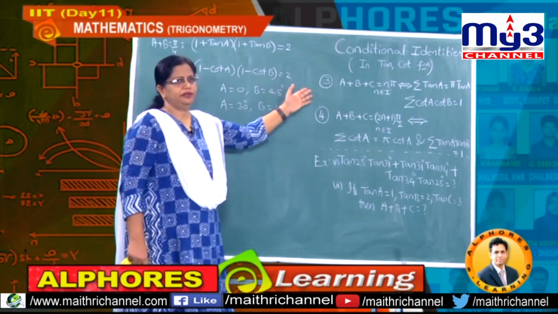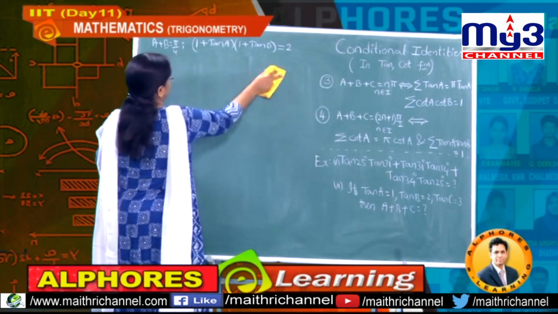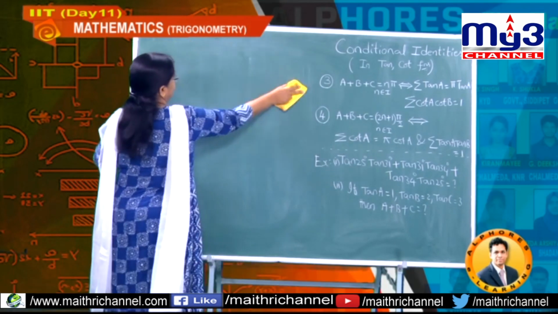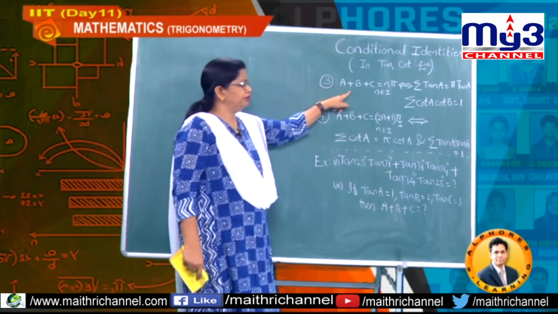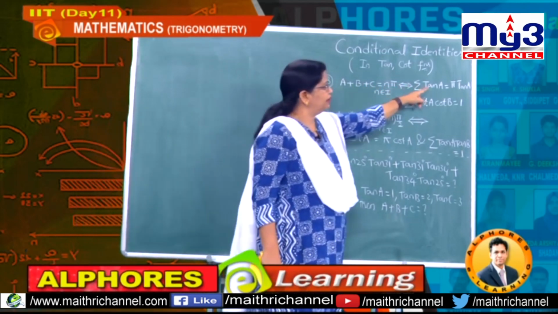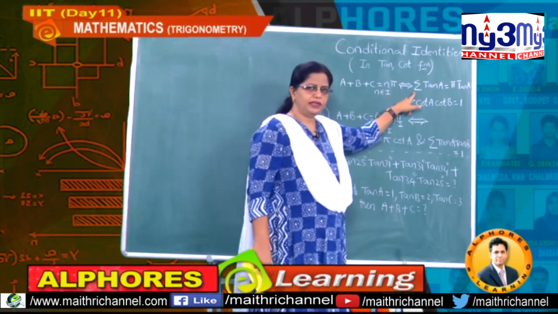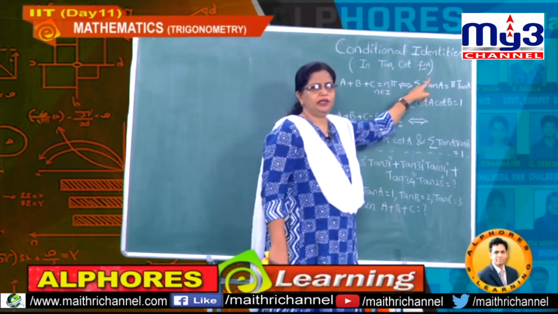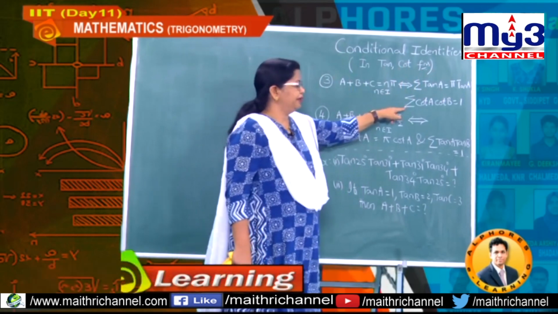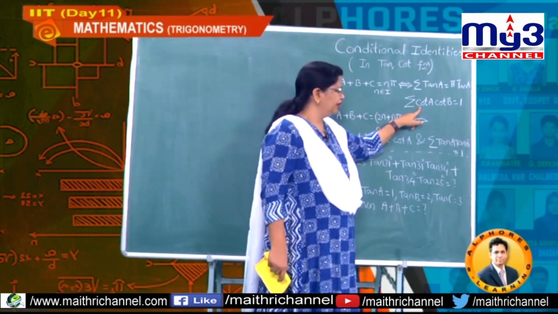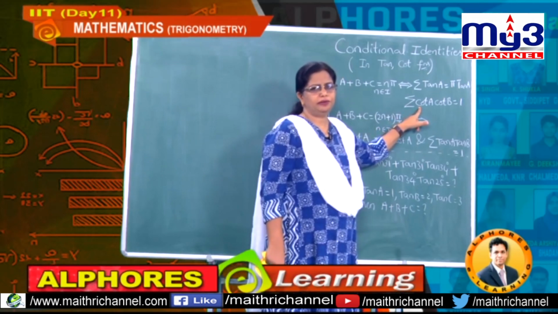So these we discussed yesterday, in the previous session. Now let us continue with other values, that is, A plus B plus C is n pi, where n is an integer. Whenever A plus B plus C equals n pi, we have sigma tan A equal to how much? Pi tan A. What is the meaning here? Tan A plus tan B plus tan C equal to tan A into tan B into tan C. And what about this value? Cot A cot B plus cot B cot C plus cot C cot A equal to 1.